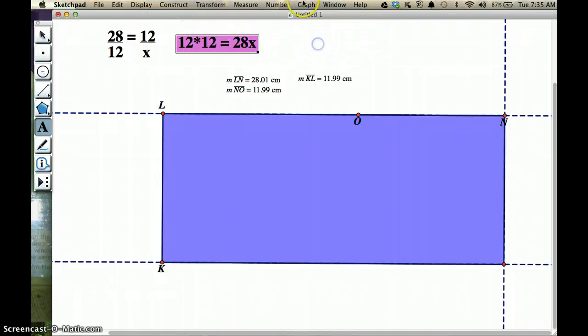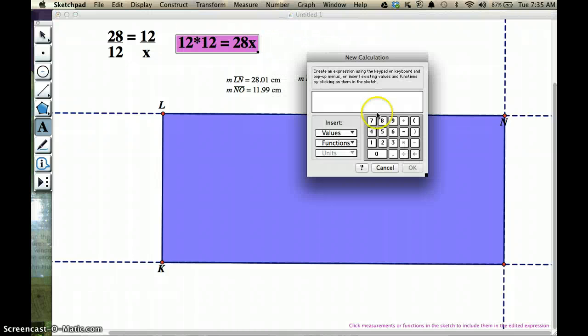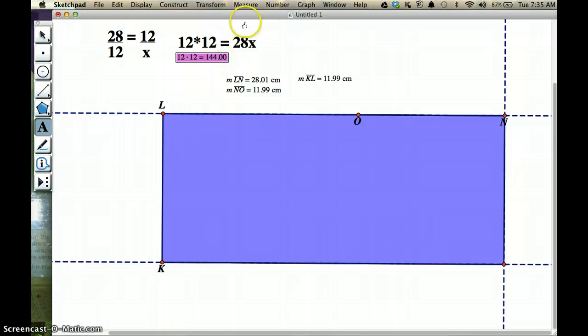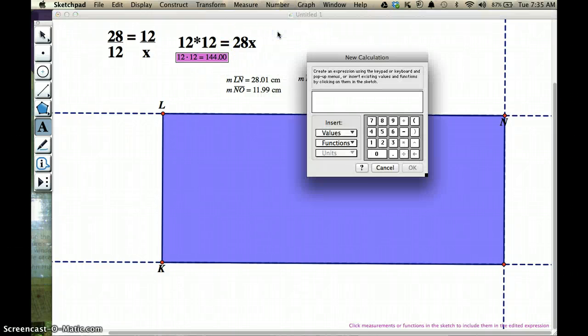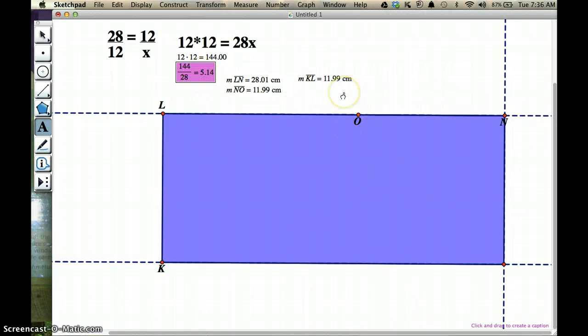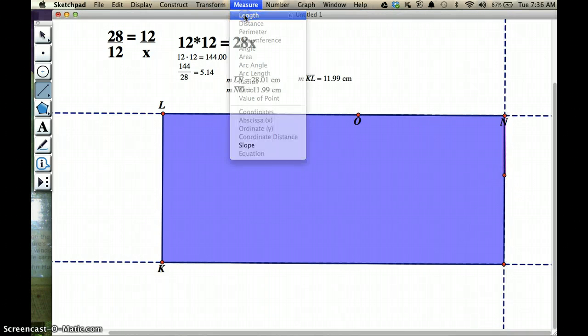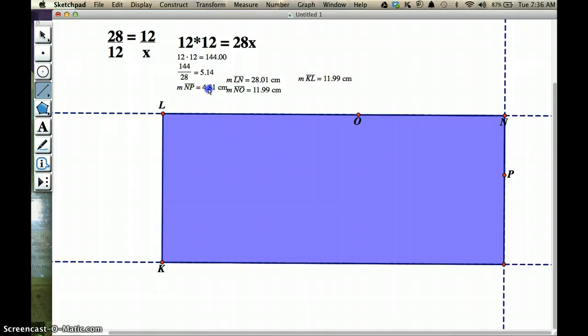So now I can go to the calculate and do 12 times 12 gives us 144. And then I can calculate again and do 144 divided by 28. And that gives us 5.14. So that's about what we're going to want for the width of our shed. So in creating the width, I would go to about here. That's probably going to be short. Yep. Whoop. I need to go back and use my tool.